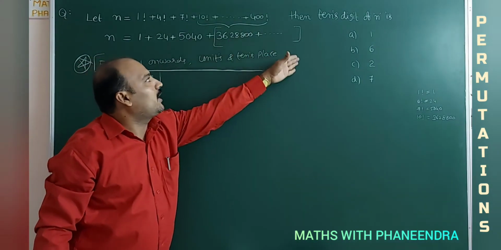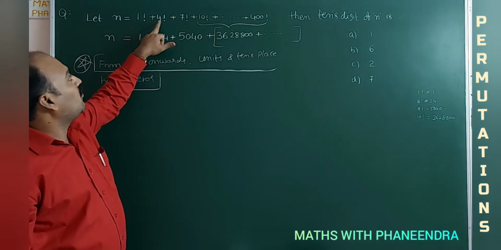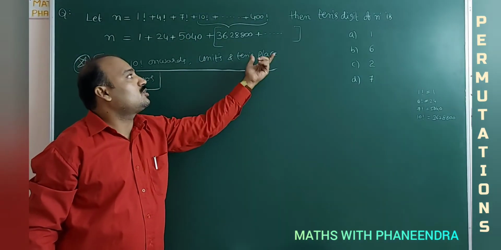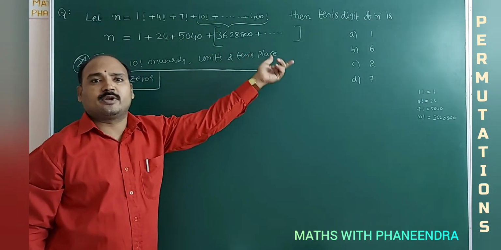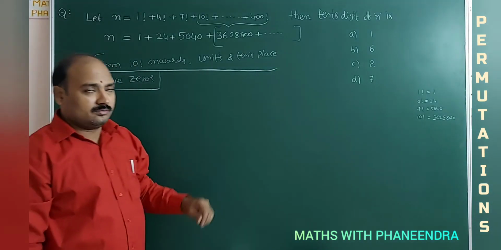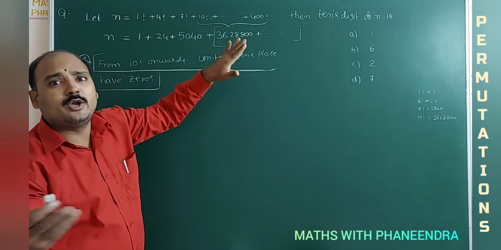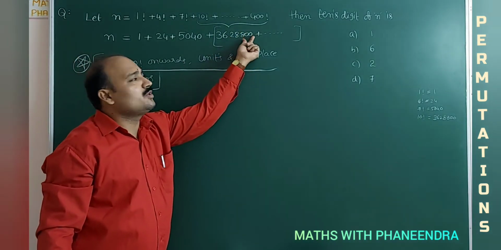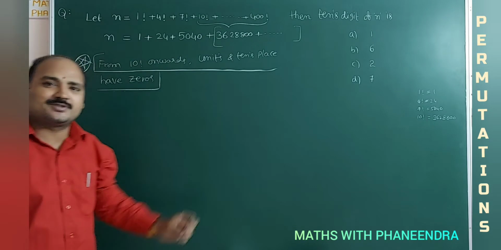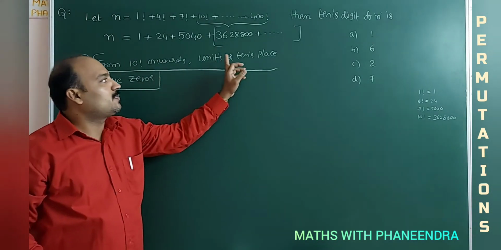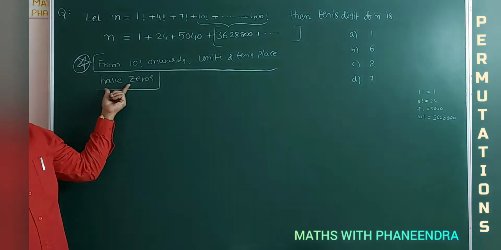So even if you calculate it, obviously after 1, 4, 7, 10 is there, next 13 will come. So in that also, the last 2 digits 0 will come. Why? Because 13 factorial means 10 factorial into 11 into 12 into 13. So anyway, the last 2 digits are zeros. That is the reason. From 10 factorial onwards, the units place and tens place have zeros.